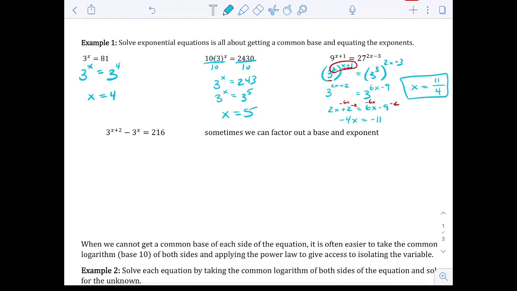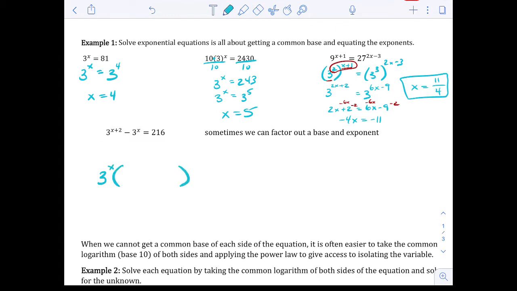So sometimes we can factor out a base and an exponent. You might say, what the heck does that mean? Well, if we have this expression here, where on the left side I have two terms and both of them have a base of 3, I can factor that out. I can factor out 3 to the power of x. Actually, I'm going to leave a little bit more room here to show you what's happening.